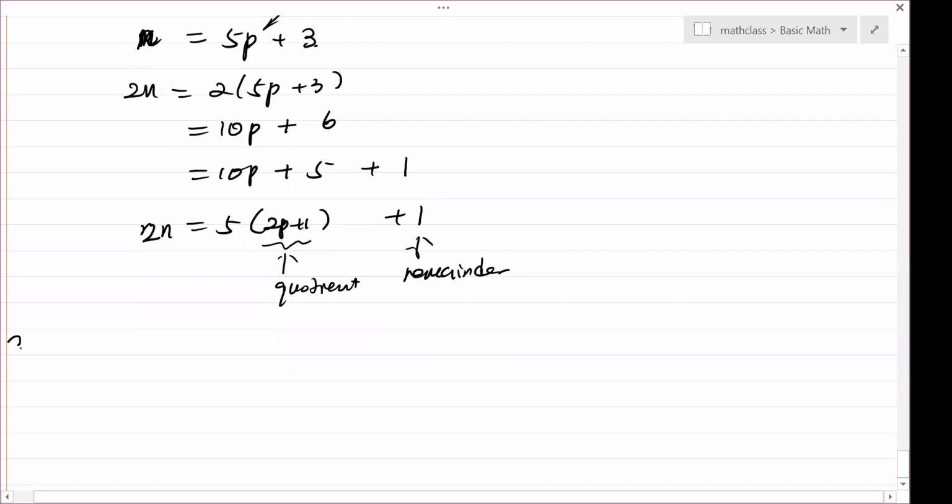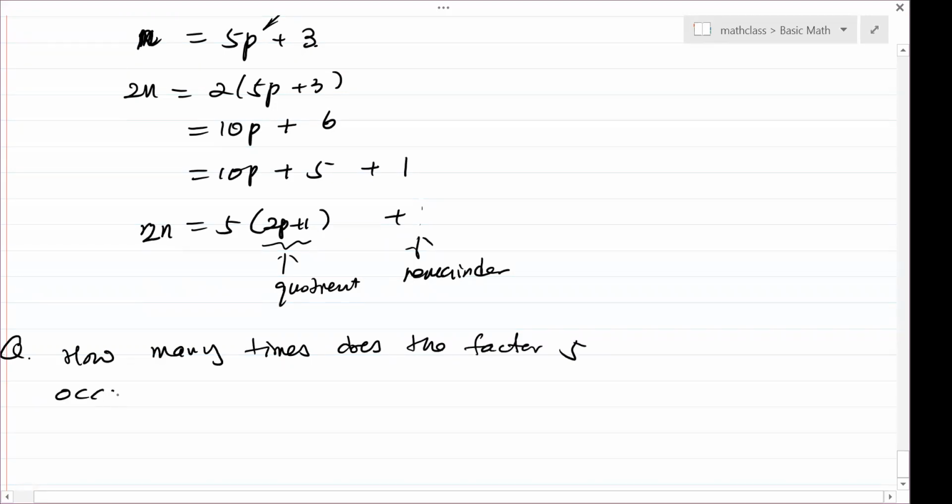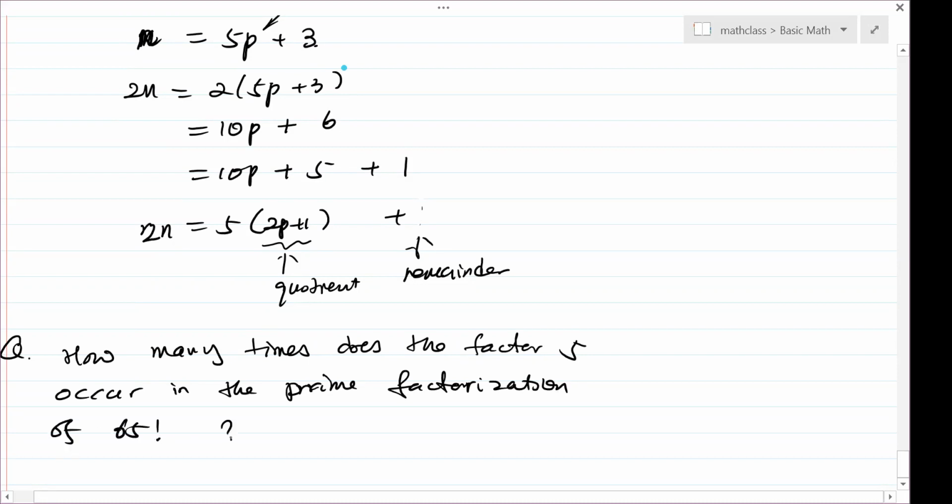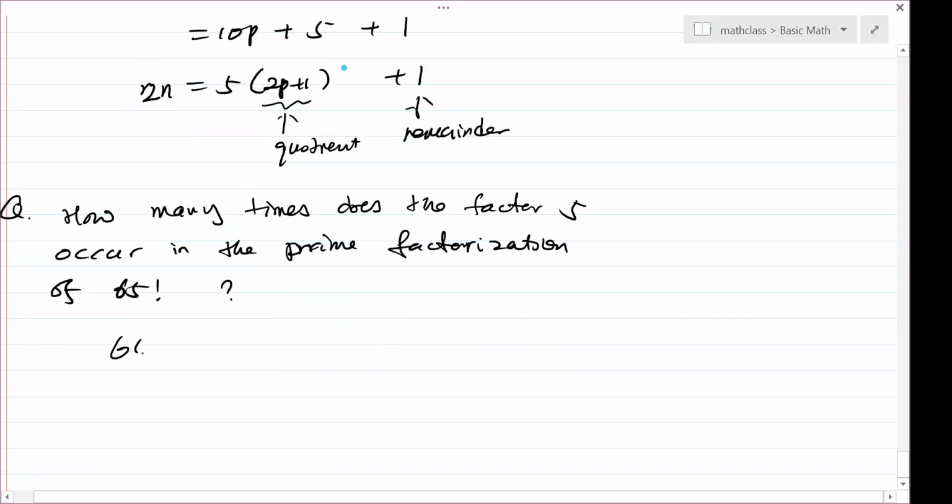Okay, got it. I forgot to ask you to do this problem. Let me write down: how many times does the factor 5 occur in the prime factorization of 65 factorial? The prime factorization is going to be 5 to some power.